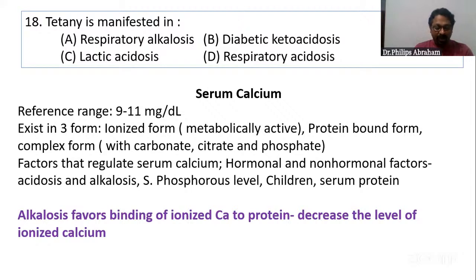What's the normal level of calcium? In which all forms does it exist? And what are the factors that regulate it? If you know these points, then only you'll be able to answer this question. In other words, hypercalcemia can occur when? In acidosis conditions. Hypocalcemia can occur in alkalosis conditions. That's another point to be remembered. Hope you understood that.